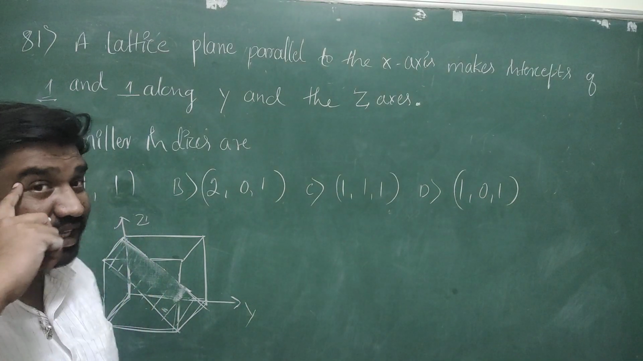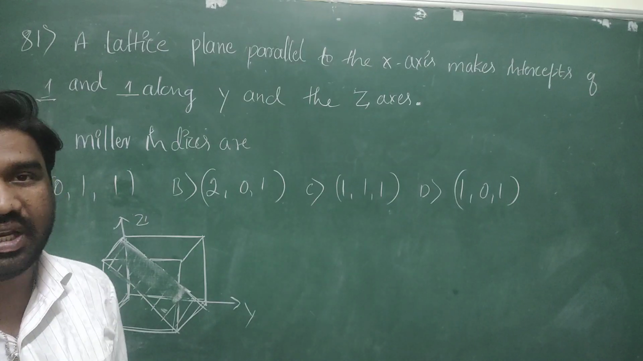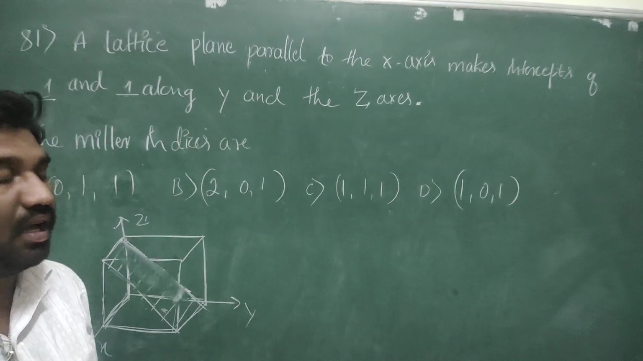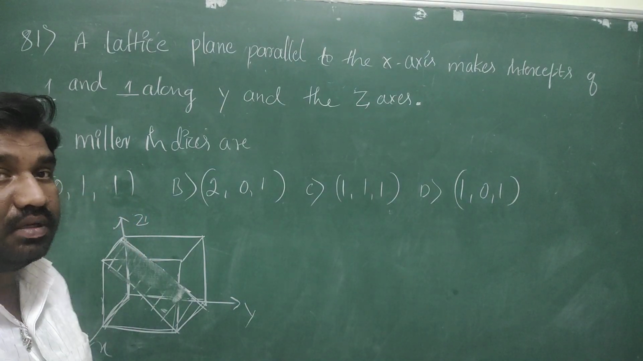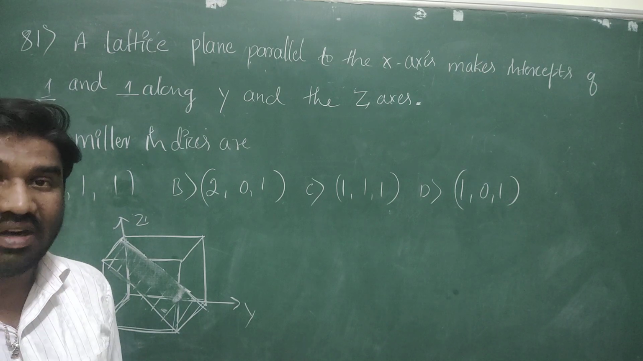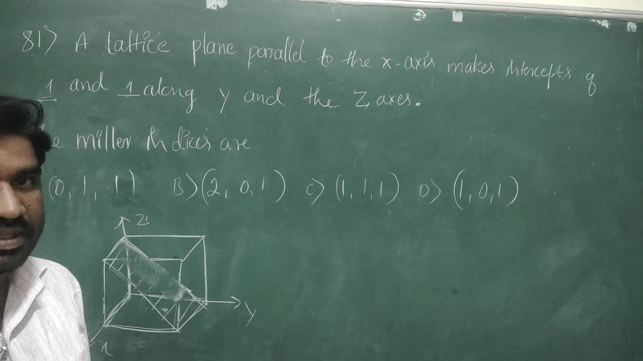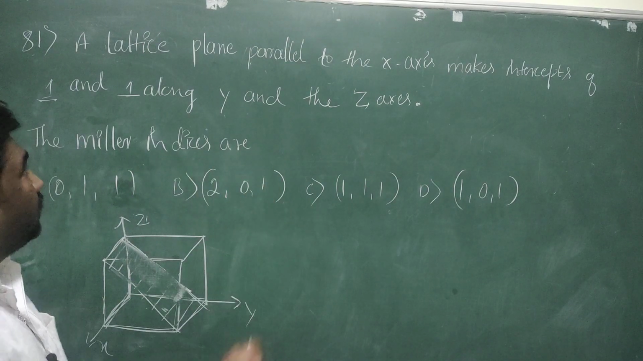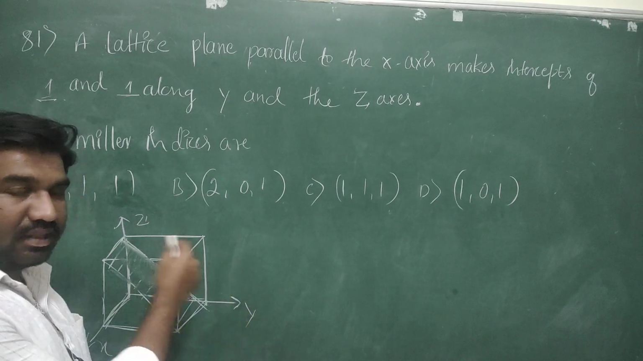So we know that in this crystal concepts, Miller indices is very important to find the lattice constants, the intercepts, or interplanar distance d. To calculate all this, Miller indices play a very important role. Here these intercepts are 1 and 1 for the y and z axis. The diagram is like this.